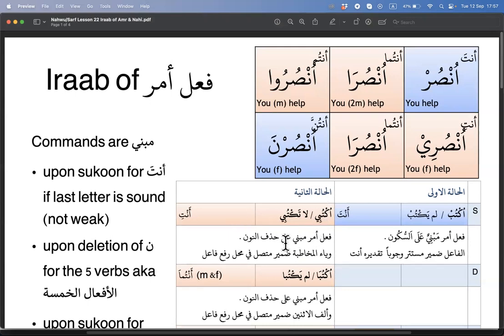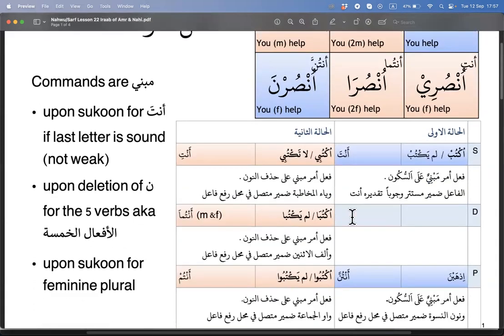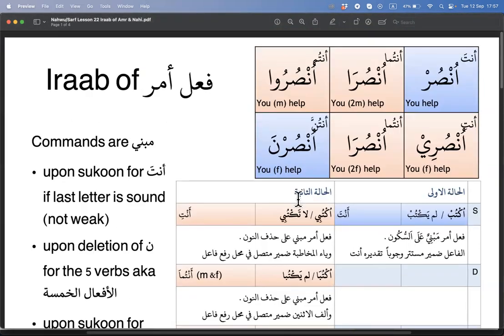So this is the anti version. Because I put it as singular, so this is anta, anti. And then for dual, we don't have the mabni ala sukun. Our duals both are here. And then our plural, we have feminine. The feminine version is the blue one, and then the orange one is our antum. So for antuma, it is fi'il amr mabni ala hazf nun. Where is our fa'il in antuma?